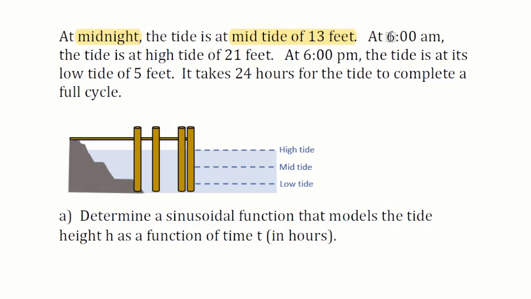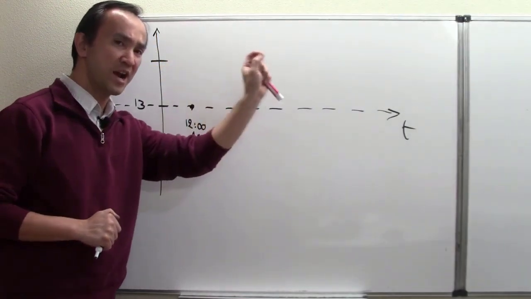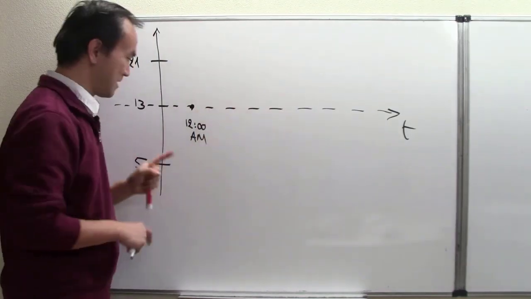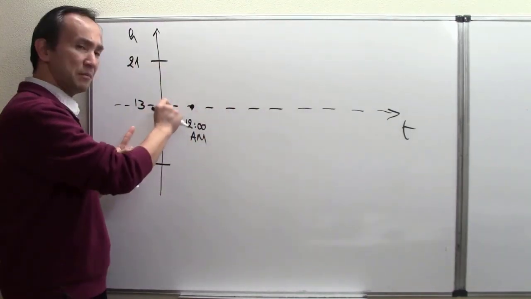So you can think of this as 6 a.m. comes after midnight. So at 6 a.m., the tide is at high tide, 21 feet. At 6 p.m., the tide is at its low tide, 5 feet. And it takes 24 hours for the tide to complete a full cycle. Okay? And so let me now bring all of this information, all of these data into the actual graph. So in how I'm seeing it, I'm going to tackle right down on the complete cycle. So that means the tide will be at mid-tide every midnight.